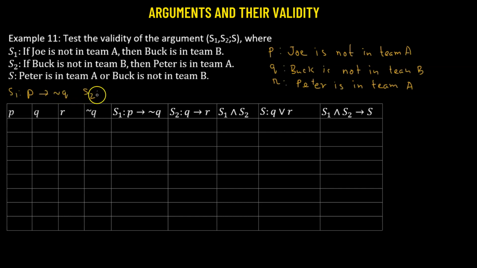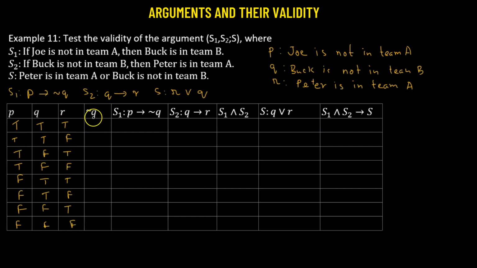Then we have the hypothesis 2. If Buck is not in team B, so this is Q, then Peter is in team A. So this will be R. And then we have our conclusion. Peter is in team A. So this is R. Or this is a disjunction. Buck is not in team B. So this is Q. So let's construct the truth table. So first we list out all the possibilities for P, Q, R. Then we need to find out the negation of Q. So that will be flipping the truth values of Q. So this will be false, false.